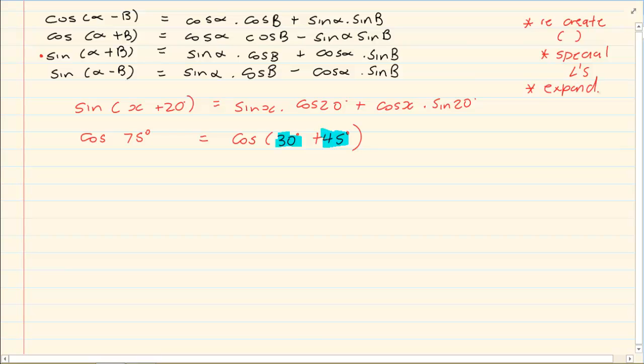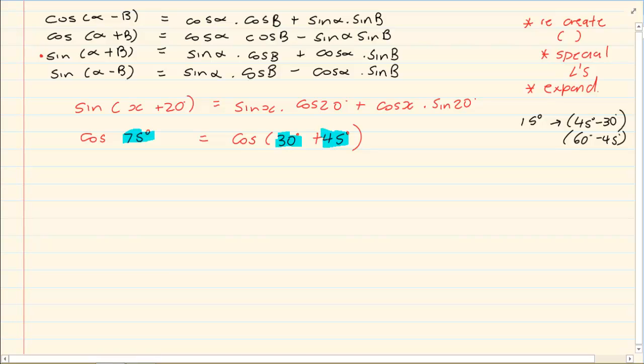Now the most common values that they tend to use in this case is 75, and the other favorite is 15 degrees. Why 15? Because 15 can be written as 45 minus 30. It can also be written as 60 minus 45. Both are special angles. Now, once we have written the brackets out, we now go and expand it.